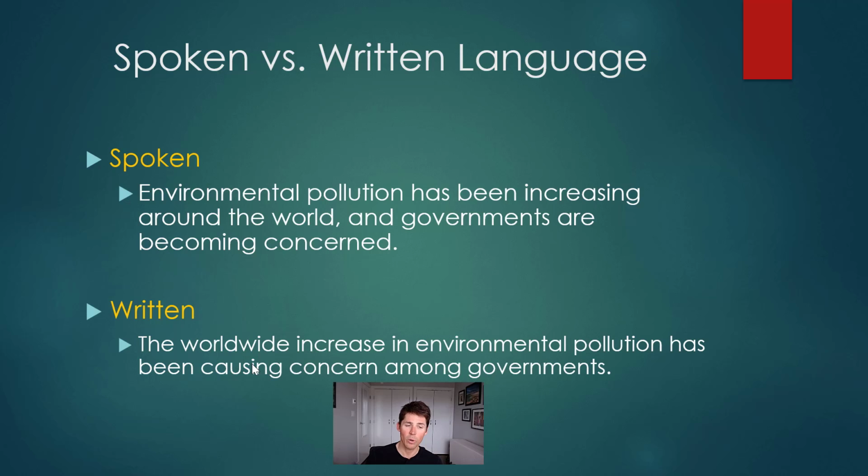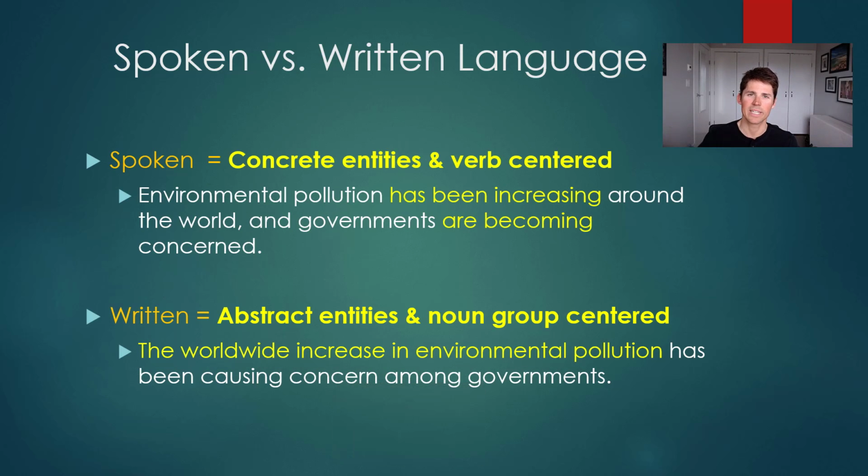So we can see the spoken version is a bit longer and more verb-centered, whereas the written version is a lot more noun-centered or noun group-centered and less verb-centered. So to summarize those two examples, the spoken version involves concrete entities and is more verb-centered. The concrete entities are environmental pollution, the world, governments, and the verb-centered part would be has been increasing and are becoming. In the written version, there are more abstract entities and it's more noun group-centered.